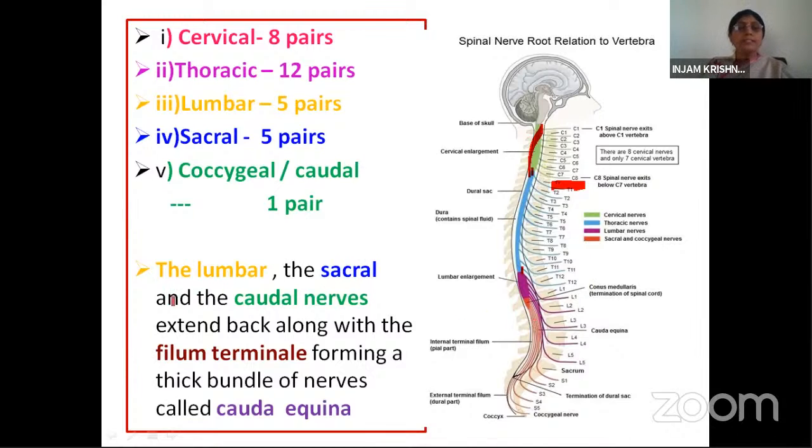The lumbar, sacral and caudal nerves extend back along with the filum terminale. Filum terminale means end point. The thick bundle of nerves is called cauda equina. Just now I told you, tail of horse, cauda equina, because the spinal cord ends there itself, but the nerves are passed on.